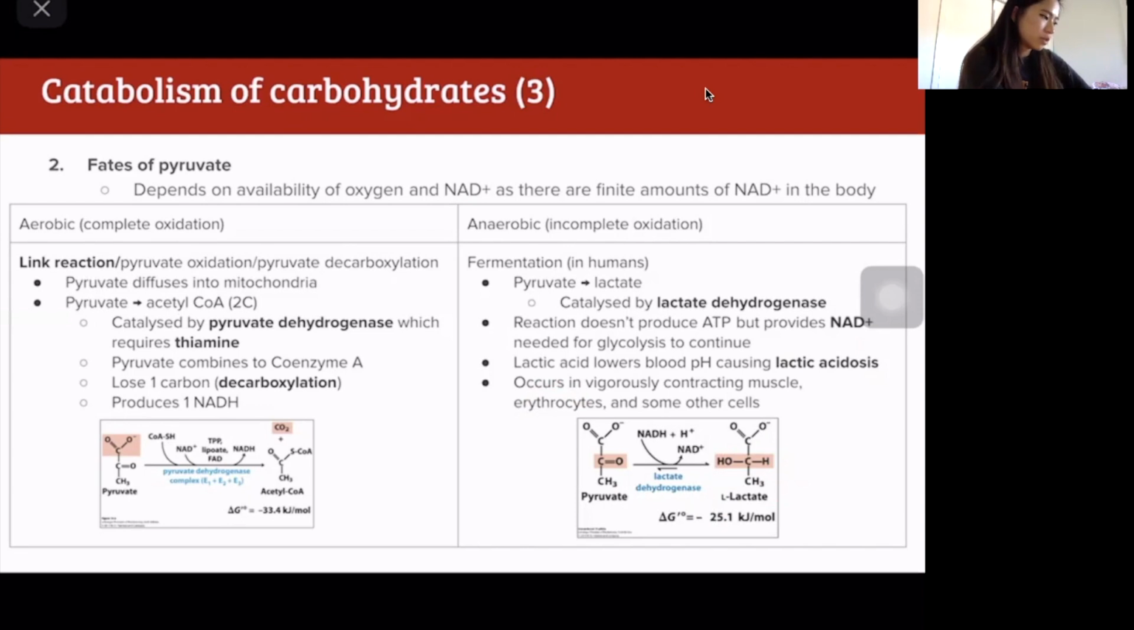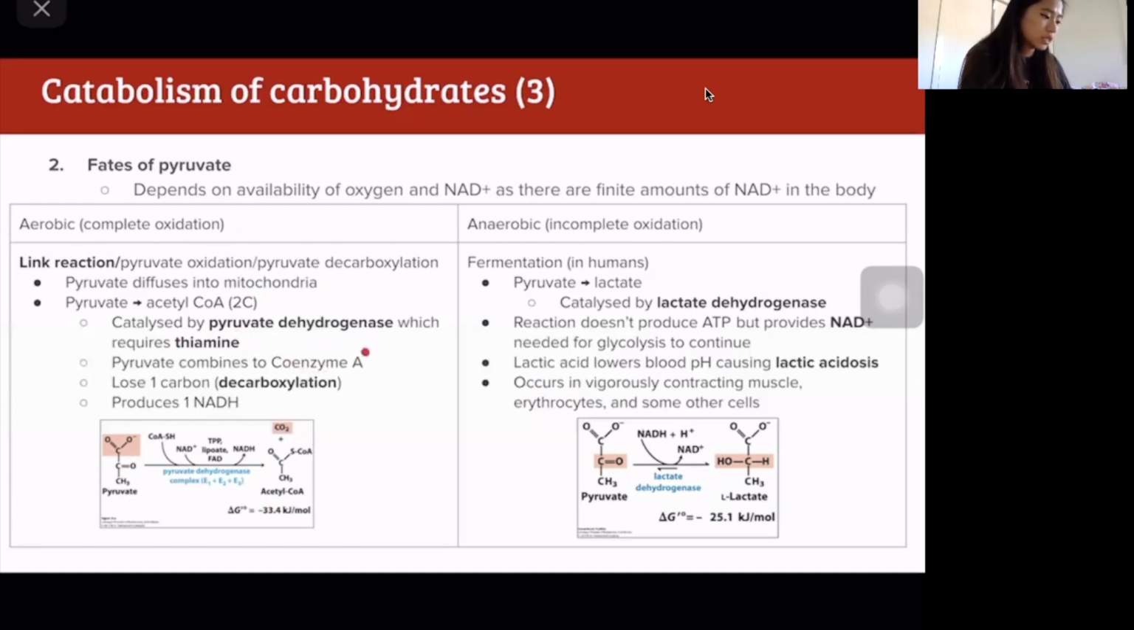And in aerobic respiration, where there's oxygen, pyruvate enters a link reaction. The link reaction is also known as pyruvate oxidation or pyruvate decarboxylation. First, the pyruvate that was in the cytoplasm of the cell diffuses into the mitochondria, and then it's converted from pyruvate to acetyl-CoA. Once again, it's a series of steps. First of all, this is catalyzed by pyruvate dehydrogenase, which is an enzyme that uses thiamine. This is a kind of vitamin B. And pyruvate is combined with coenzyme A.